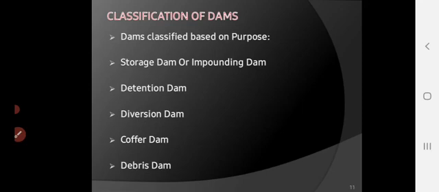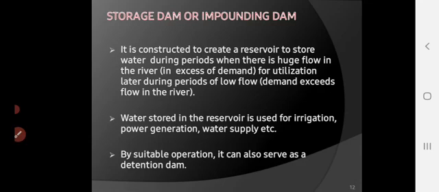For what purpose is the dam constructed? For storage purpose, for detention, diversion, then coffer dam and debris dam. Let's see one by one. First, storage. As the name says, the main function of the dam is to store water for different purposes. If it is for a single purpose, then it is a single purpose reservoir, single purpose dam. Right? So during dry periods or during excess demand, the stored water in the reservoir can be utilized for different purposes, say for water supply, for irrigation, for power generation, etc.